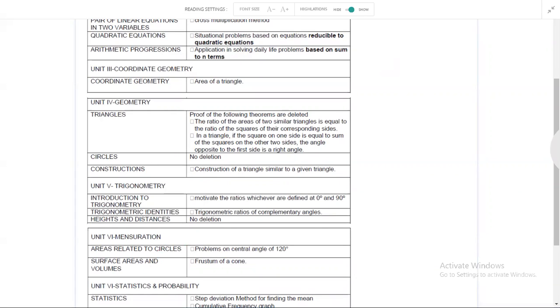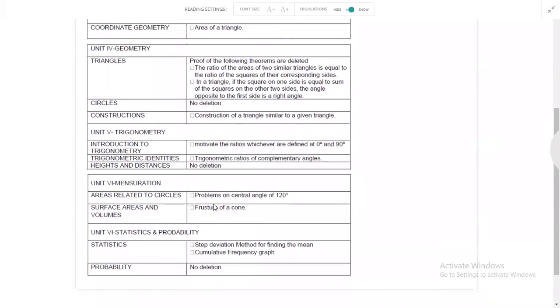And from the chapter surface areas and volumes, the topic frustum of a cone will not be coming for the examination. That means you need to learn conversion from one shape to another shape of solids. Then you need to learn the combination of solids. When two solids are combined, what is the resultant surface area as well as the volume of the resultant figure.